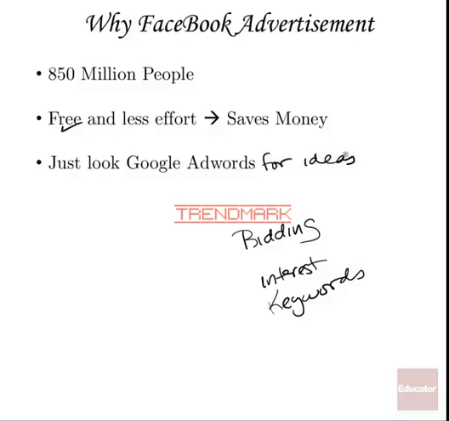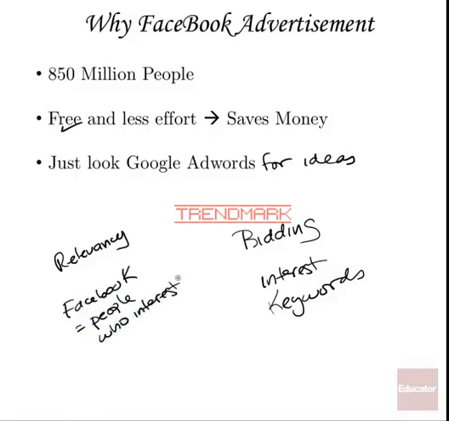Unlike Google, which basically targets relevancy, over here with Facebook we are more focused on targeting people who have an interest or who have expressed an interest. So that's what we are mostly interested in: finding Facebook people who may share an interest with what you're offering.